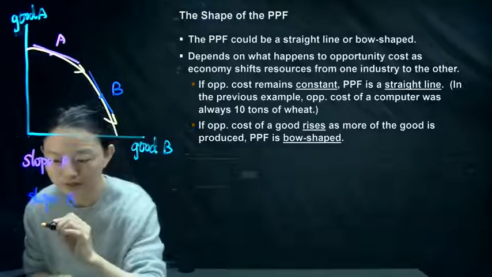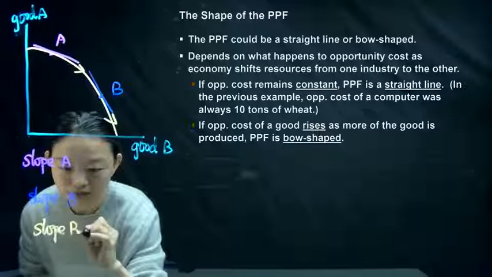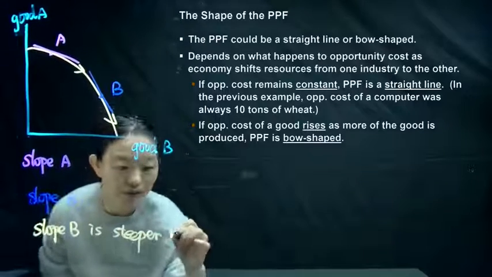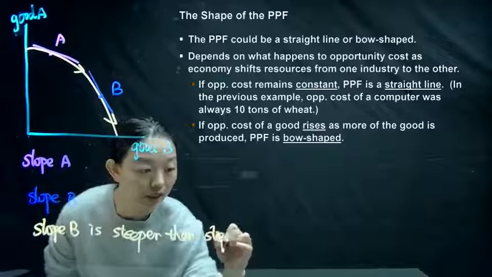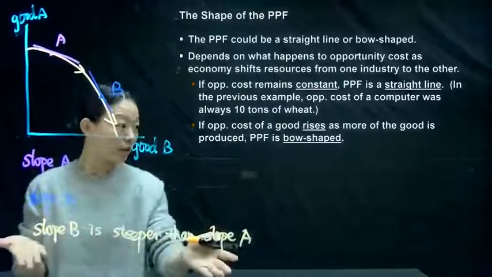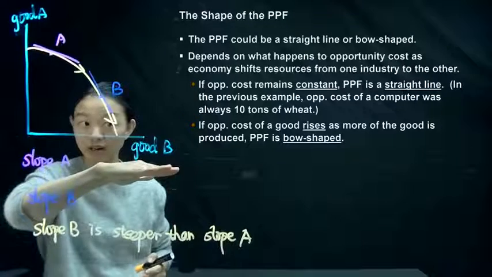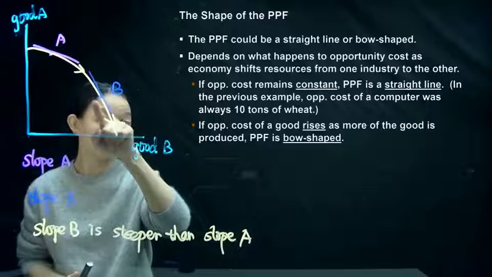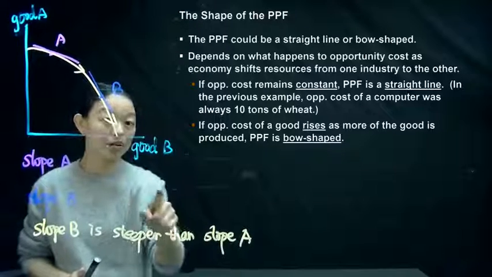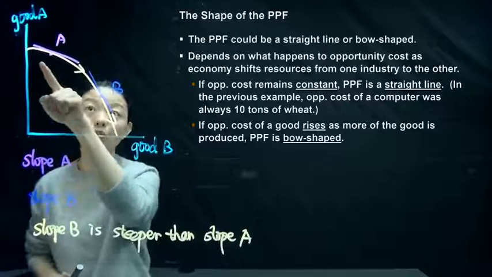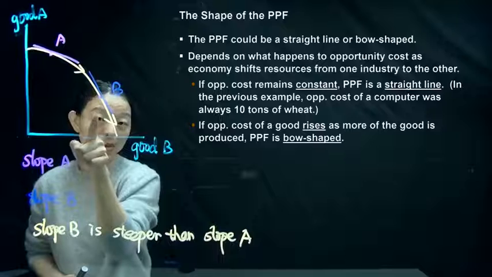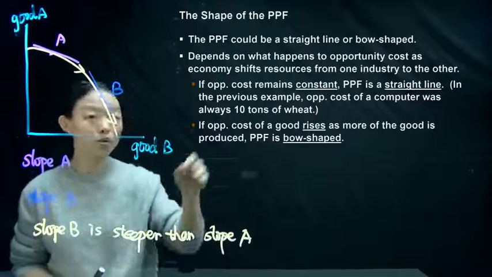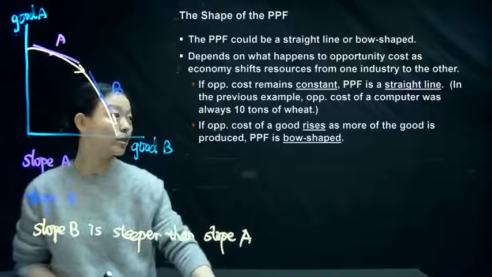Because slope B is steeper than slope A, and slope means the opportunity cost of good B, right? So we like to say the opportunity cost of good B at point B is higher than the opportunity cost of good B at point A. So as we move along this PPF, when we have more good B, the opportunity cost also increases. And this is why this PPF will become bow-shaped.